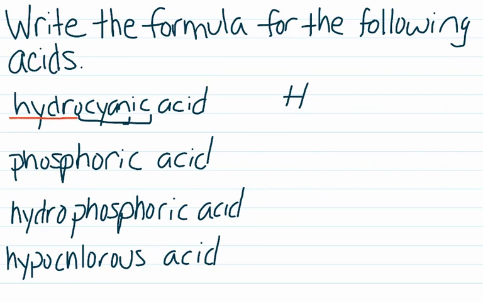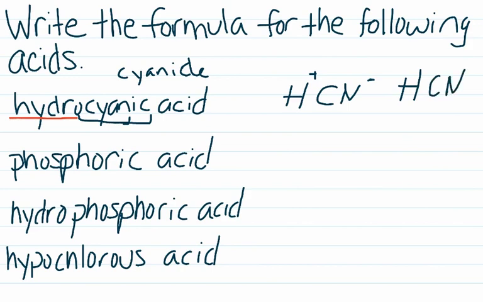Cyan is the base name of cyanide, which is one of your polyatomic ions. So we'll write that polyatomic ion. And then we need to make sure that these charges cancel. Hydrogen has a +1 charge, cyanide has a -1 charge. So in this case, that does balance out. And the formula for hydrocyanic acid is HCN.